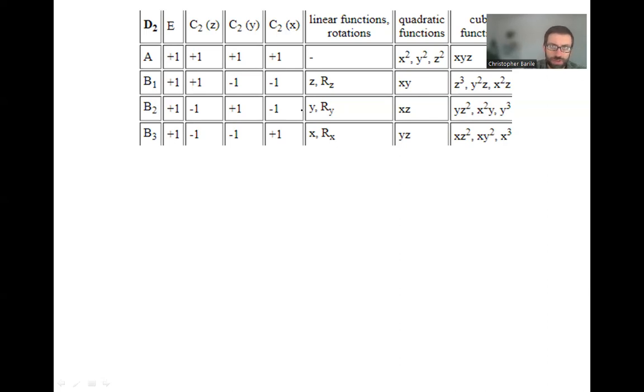Sometimes we plug functions in to derive the character table. This one we just puzzled out using the orthogonality rules, right? But you could see that if I have an x, y, and z defined like this, I don't even have to draw the molecule or think about the molecule.